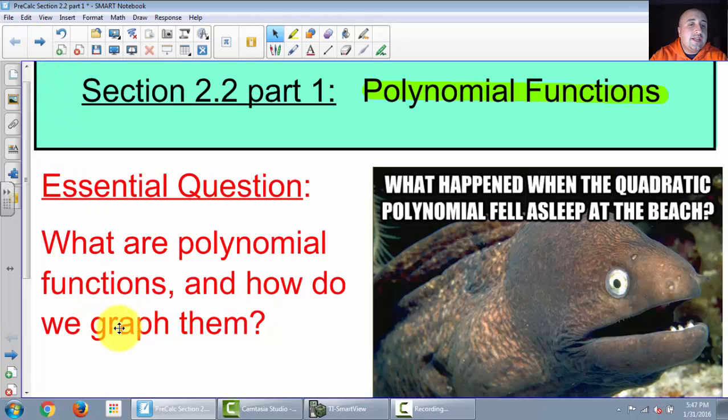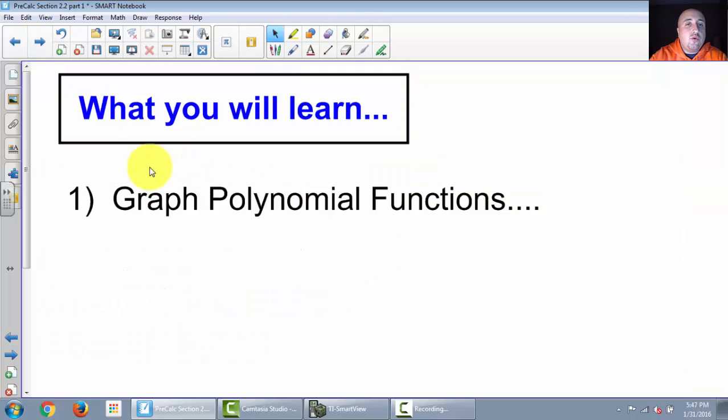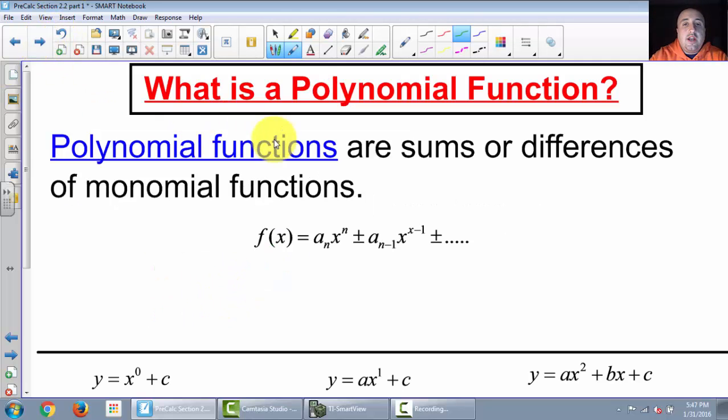All right, we're not going to quite get to the graphing part today, but we're going to learn about polynomial functions. We're going to learn the different characteristics first. So we're going to learn about the characteristics. The actual graphing part will be in part 2 of section 2.2. All right, so here we go.